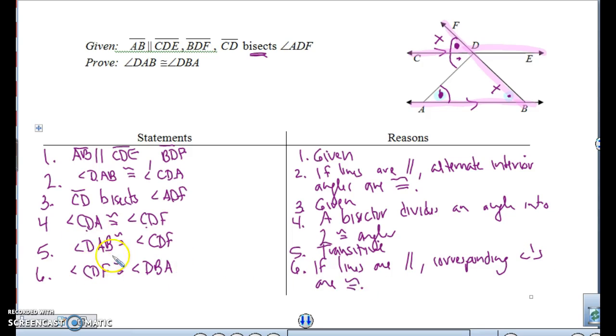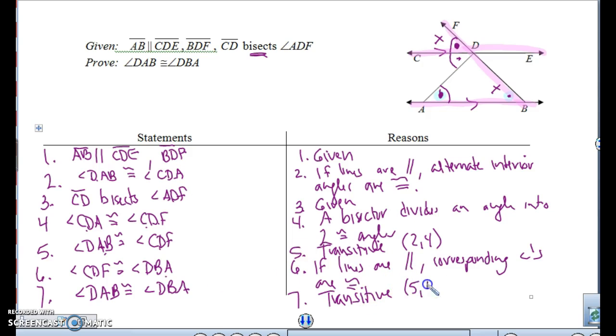So we now have CDA is congruent to CDF, DAB is congruent to CDF, and CDF is congruent to DBA. So look what we have here between 5 and 6. DAB is congruent to DBA. And that's also by transitive. This transitive back here was on numbers 2 and 4. And this transitive right here is on numbers 5 and 6.